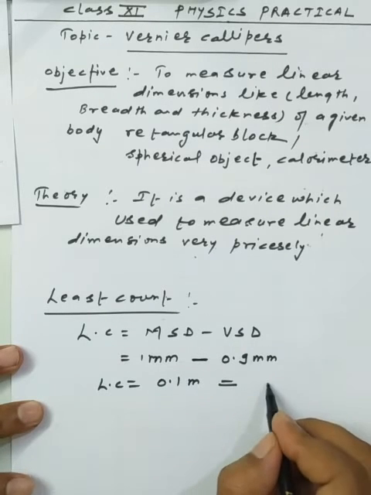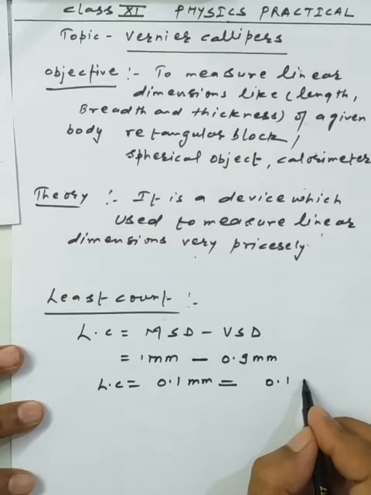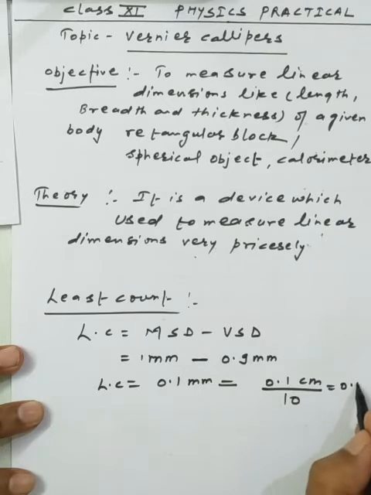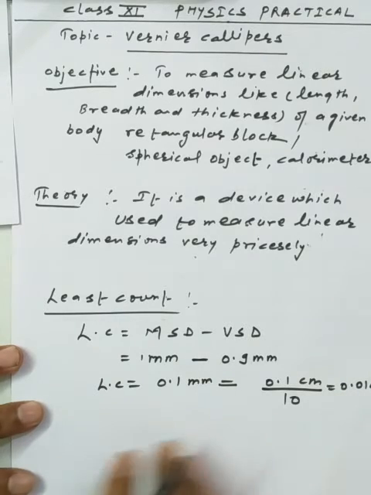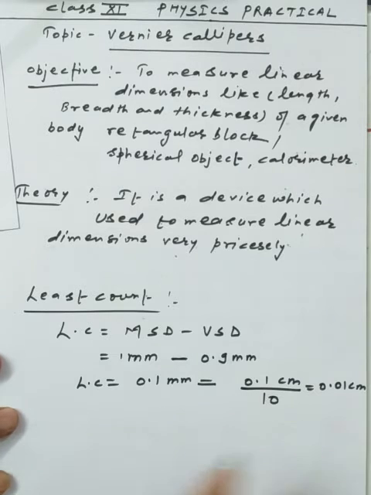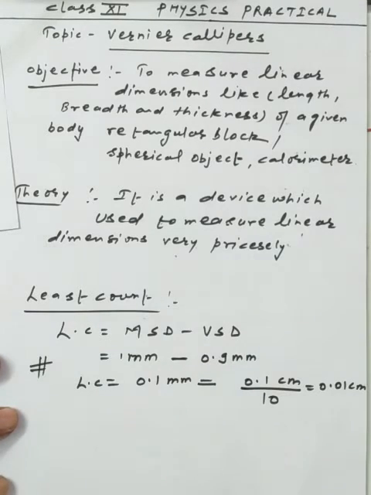As we are converting into centimeters, this 0.1 mm is 0.1 centimeter upon 10, so it comes to 0.01 centimeter. So this is the least count we have. Okay, so this is the general method. Now what kind of formula should we add in this portion?